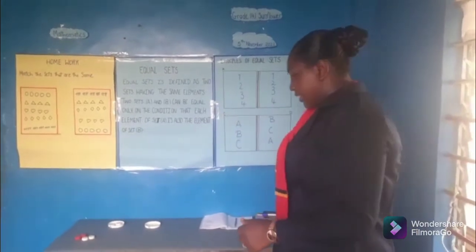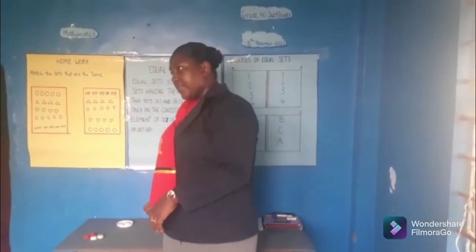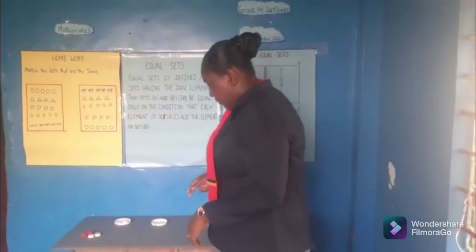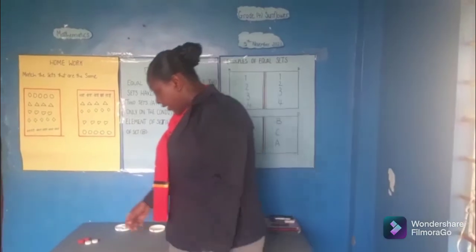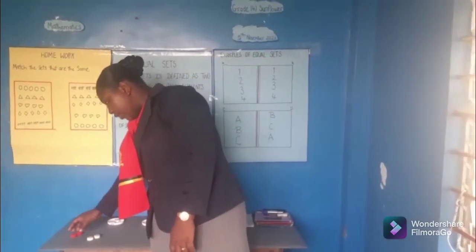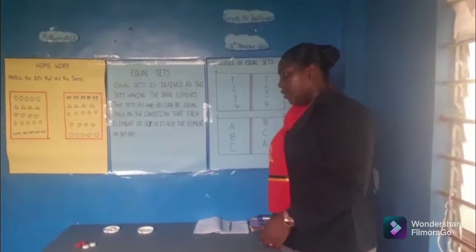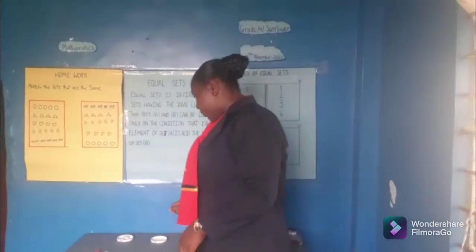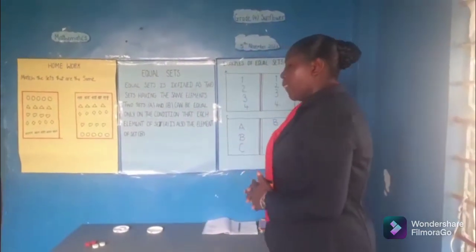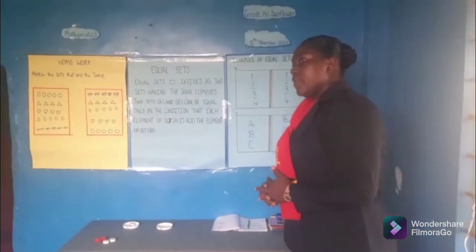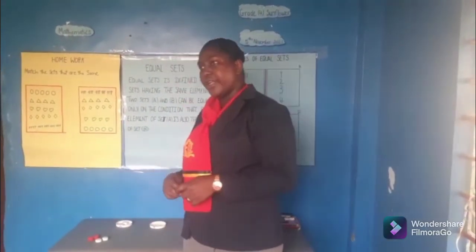Good job, Sarah. Sarah said we have to put two corks inside of container B to make it the same as container A. Now class, if you look here, I have two white corks and I have two red corks. Anybody, which of these two corks should I put in container B to make it the same as container A? Sam said we put the two red corks.